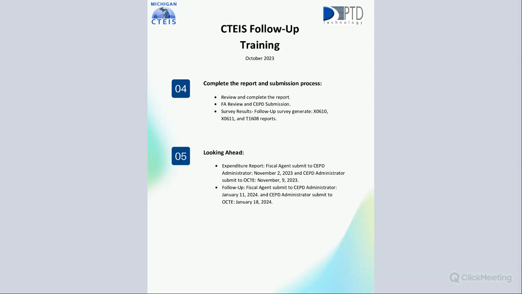And then the follow-up is the next collection period. The fiscal agent needs to submit to the CPIT administrator by January 11th, 2024, and then the CPIT administrator needs to submit to OCTE by January 18th. So these dates are posted all on the knowledge base.